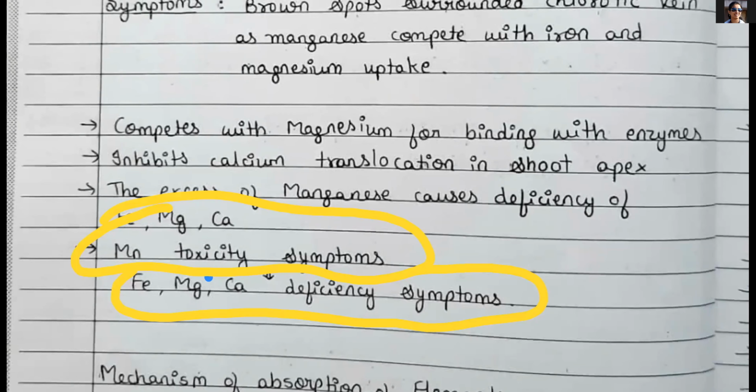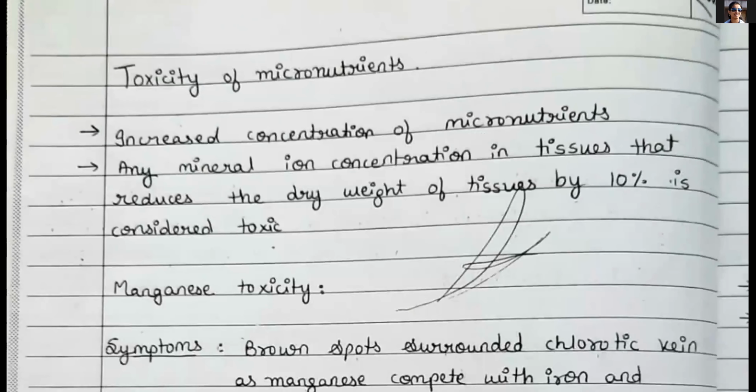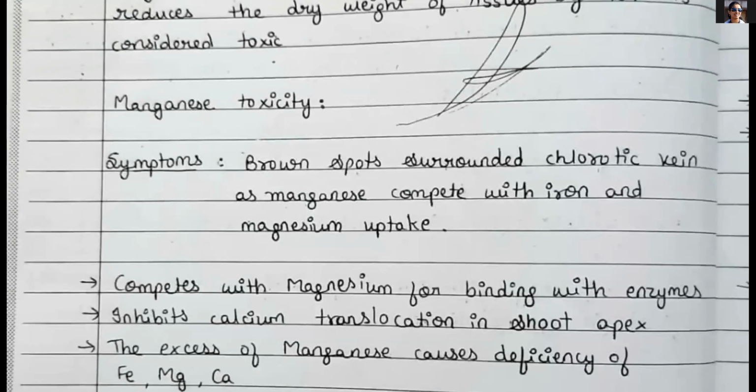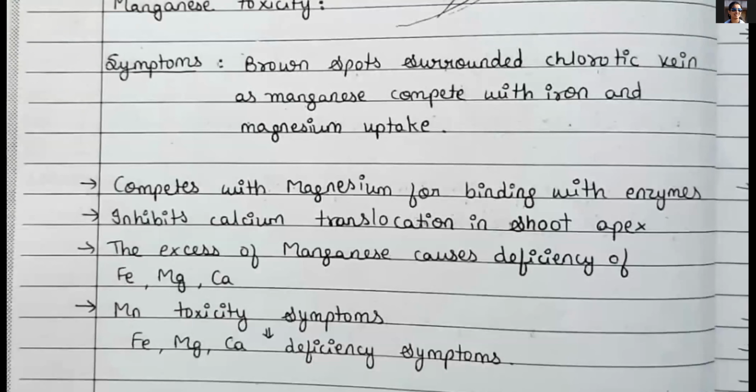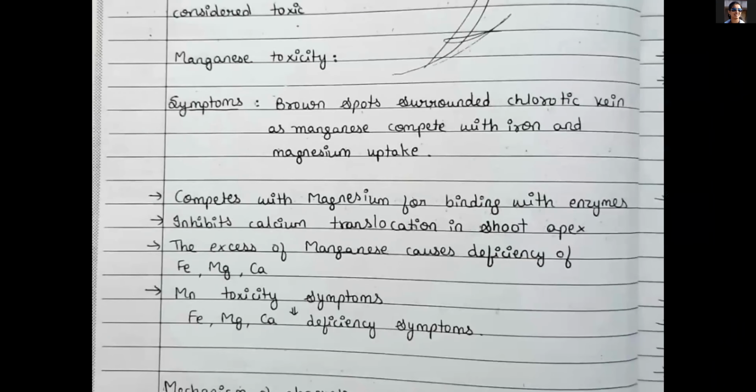So from this toxicity of micronutrients, these things are very important. Remember the first definition, how we can consider that an element is toxic. Then this example, manganese toxicity. Is the toxicity topic clear?